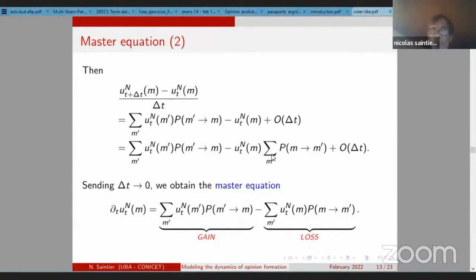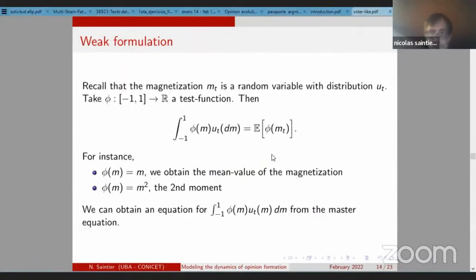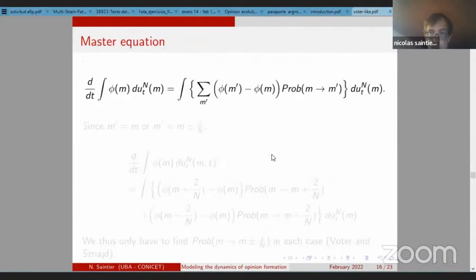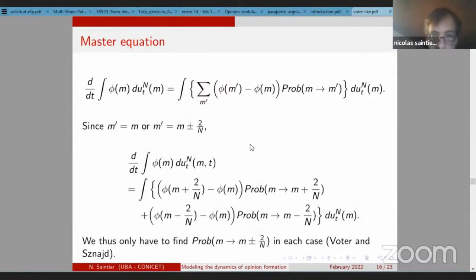Okay, so we go back to the master equation here. And now it's quite easy, because you see that the new value of the magnetization, m prime, can only be m plus or minus 2 over N. Okay, so this is really much simpler this way.